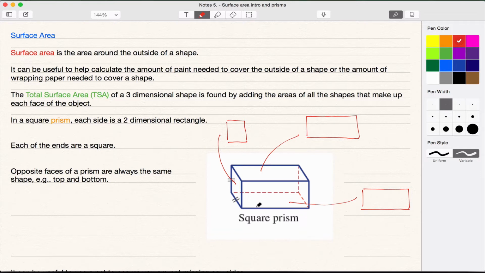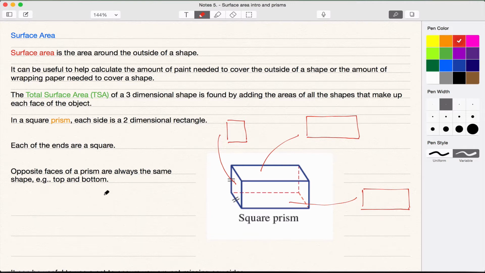But there are some other sides that we can't really see that are in behind, and there's the base, the very bottom, which is hard to see. So we need to make sure we're covering all of the sides and finding the area of each of the shapes that make up each side. I've put it here, each of the ends is a square. There's my example. A square here and a square on this side as well.